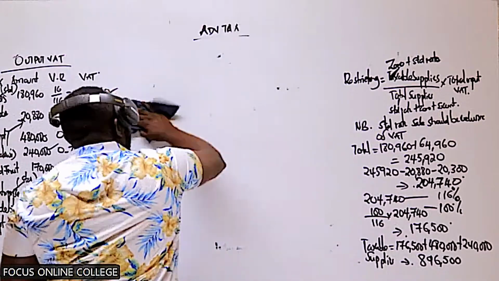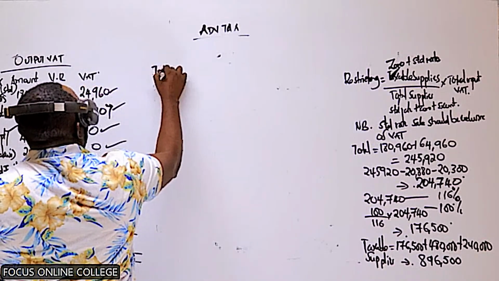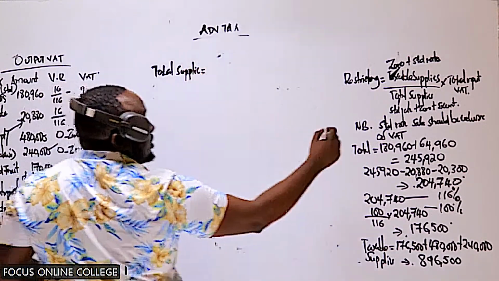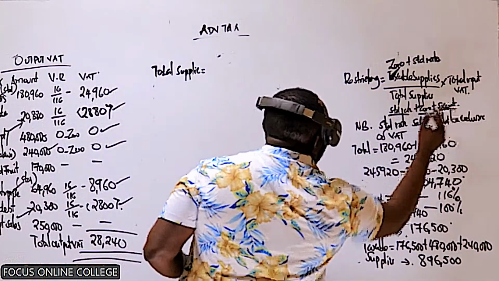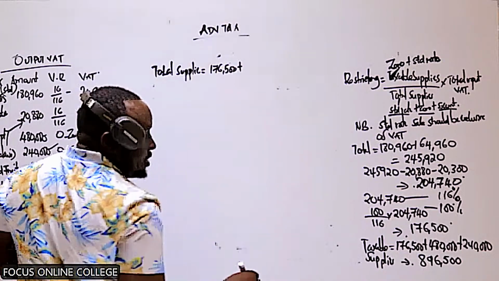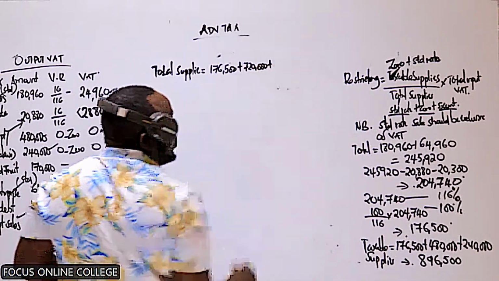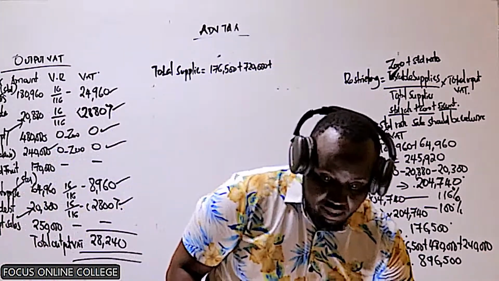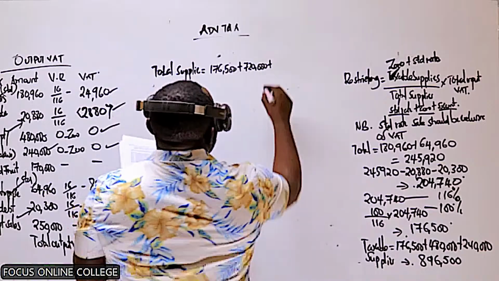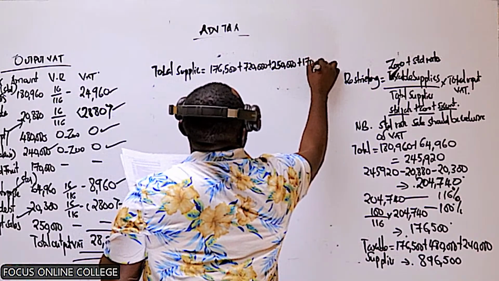So we get the total supplies. Total supplies should now be standard rate, zero rated and exempt. Standard rate, we know, is 176,500 plus 720 plus 720. Exempt, which is exempt? When you pick that question, exempt is which figure? Plus exempt. Exempt, we have 250. But you also have plus 170.